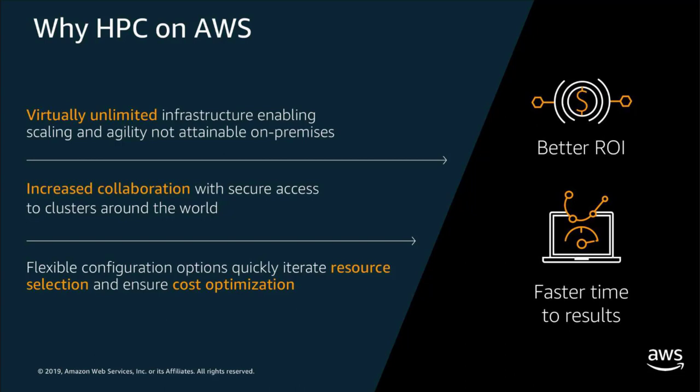As AWS releases new technology, it's quick to try and migrate the newer capability and then to adopt that powerful capability for your applications. Finally, many customers take advantage of our global footprint, which can allow for increased collaboration with access to clusters from around the world.